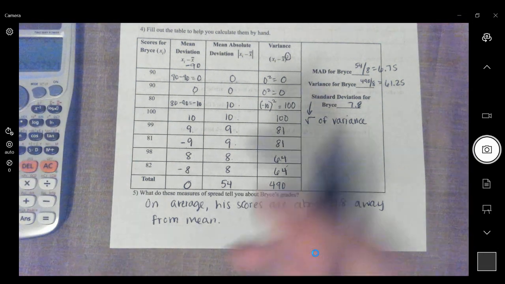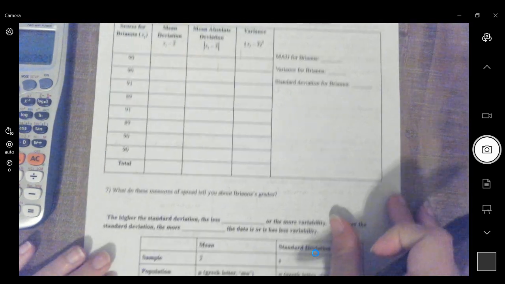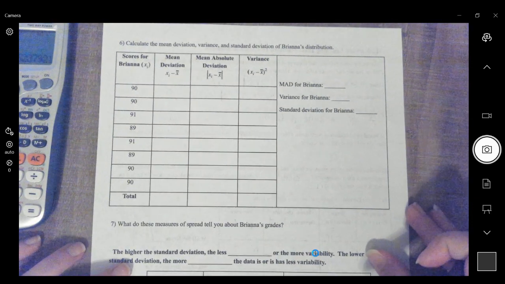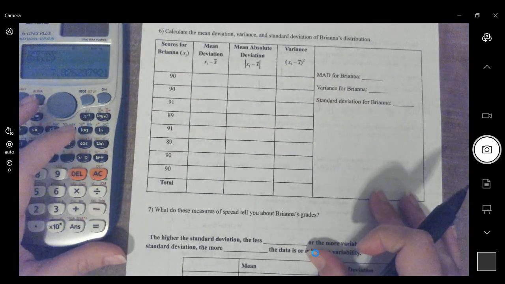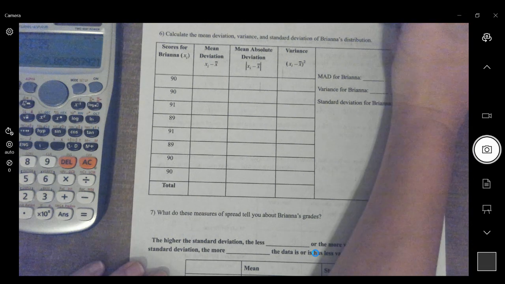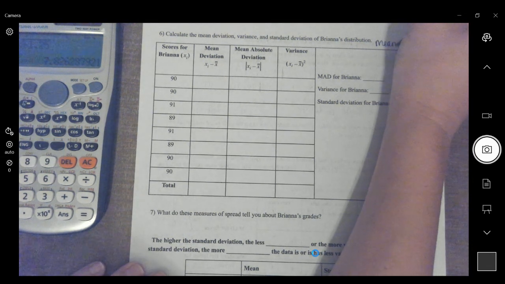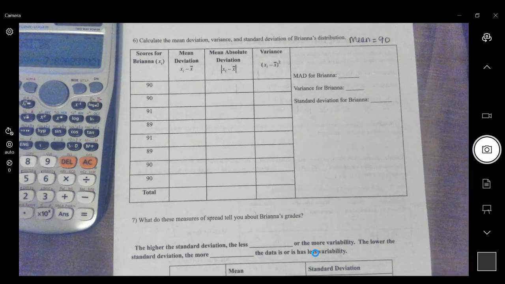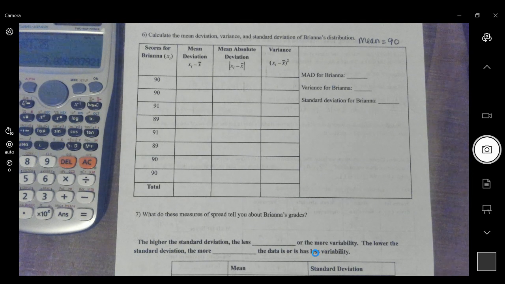Okay, so there's Bryce. So we're going to do the same thing with Brianna, excuse me, I'm giving her a nickname here. And then I'll just talk about some symbols and that's it. So I've already got the scores for Brianna. And remember, her mean was also 90. Okay, and that is something you'll have to find first, is make sure you have your mean. We just already calculated it.